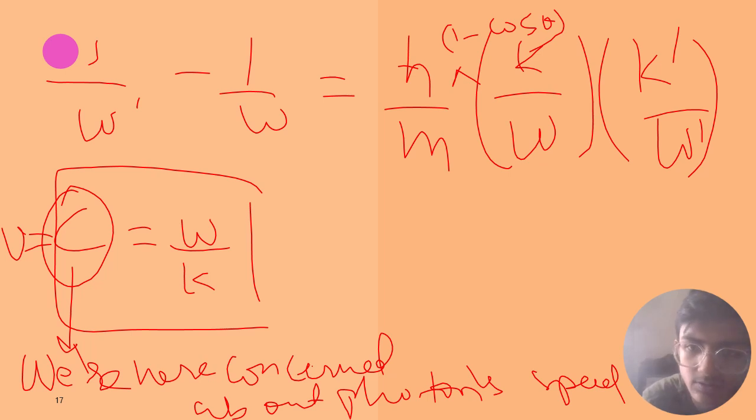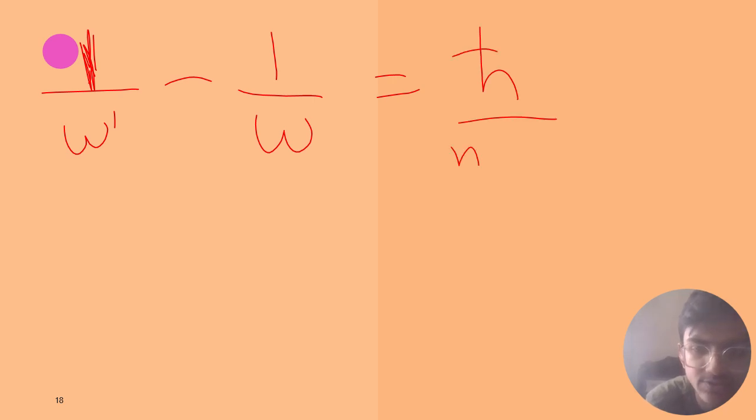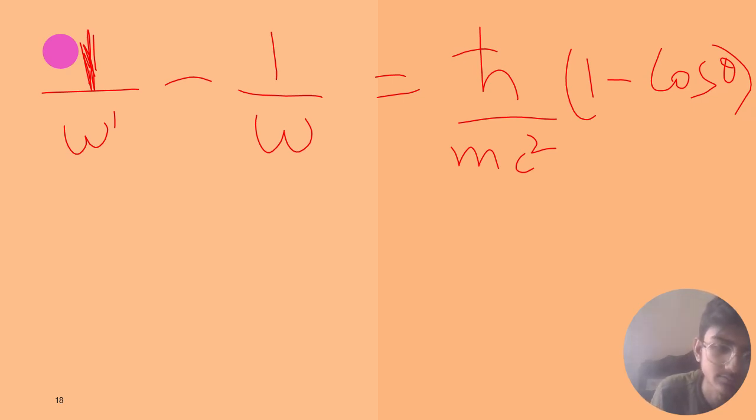So this will be your 1 by c, 1 by c. Okay, so we will write this: 1 by w dash minus 1 by w equal to h cut by mc square into 1 minus cos theta. Fine. Now we can write it in terms of wavelength also, no issues at all. You know this particular relation.